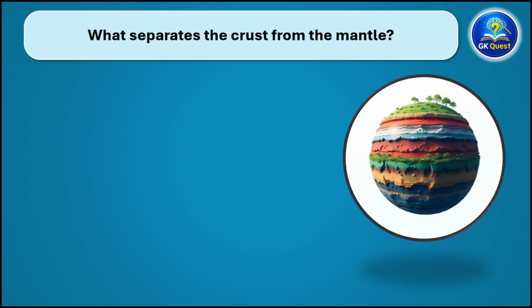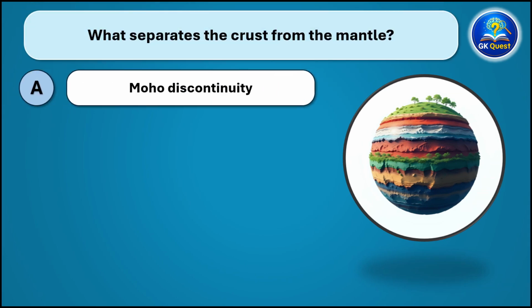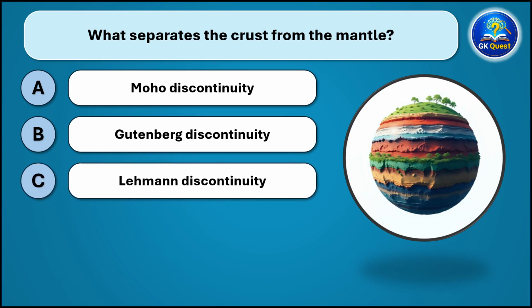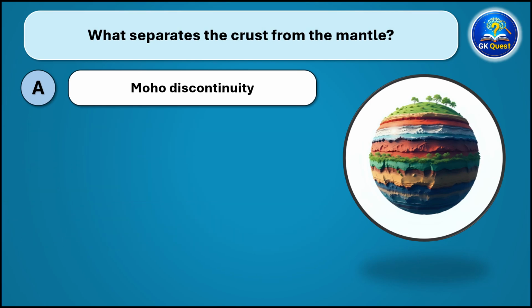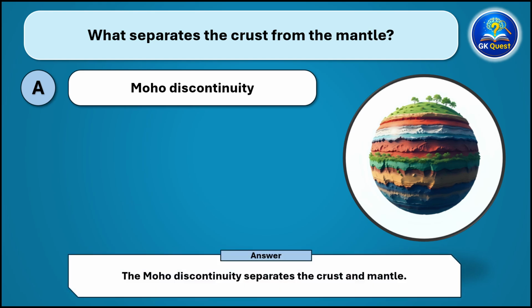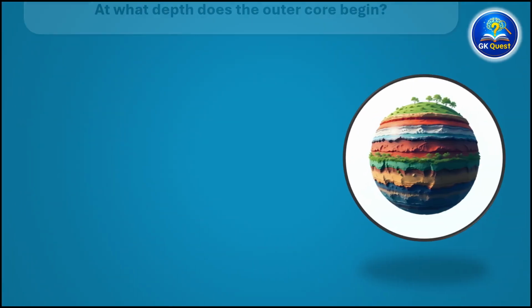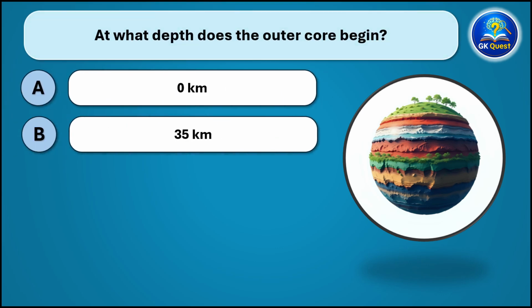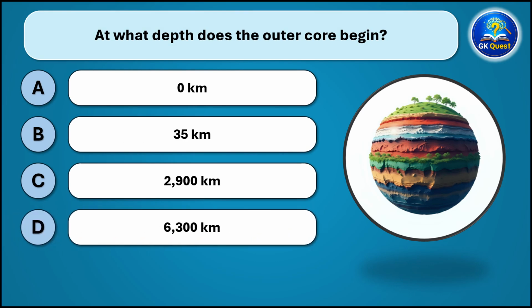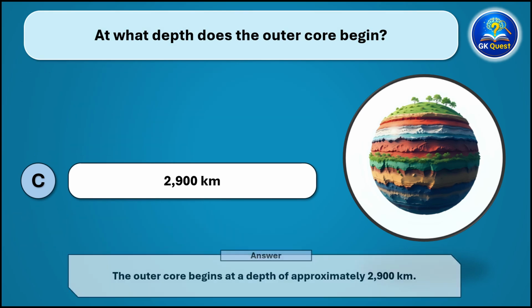What separates the crust from the mantle? The Moho discontinuity separates the crust and mantle. At what depth does the outer core begin? The outer core begins at a depth of approximately 2,900 kilometers.